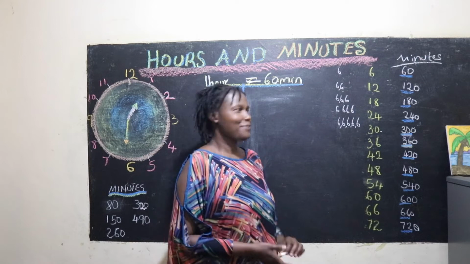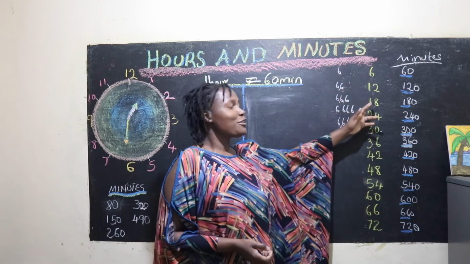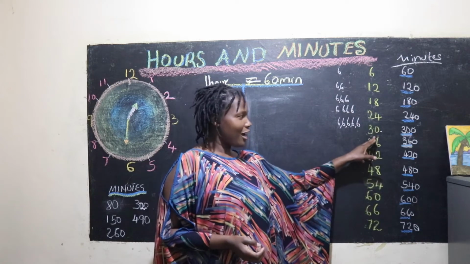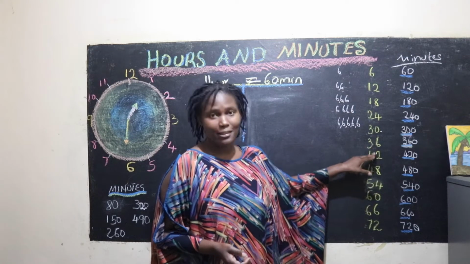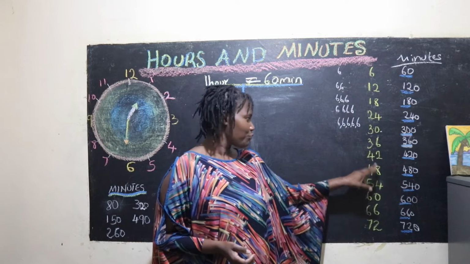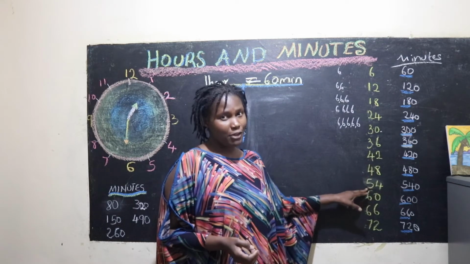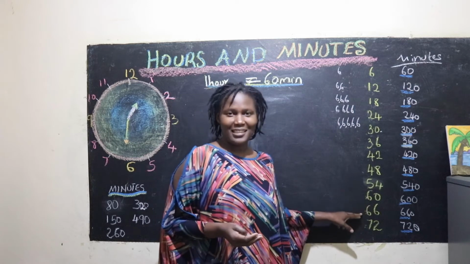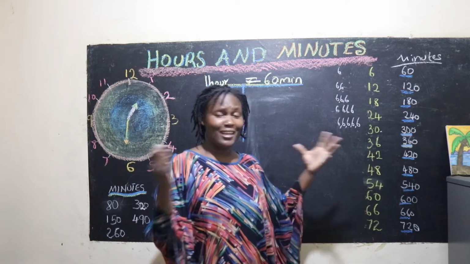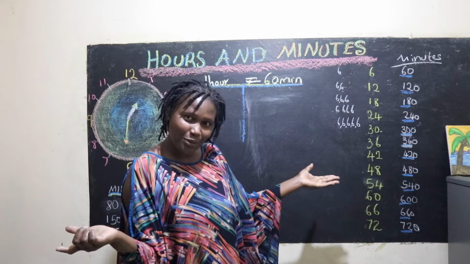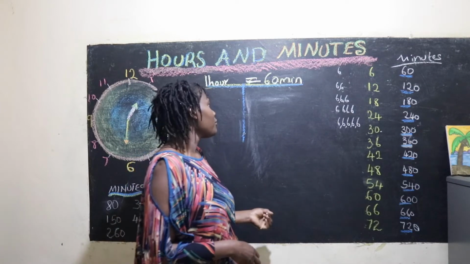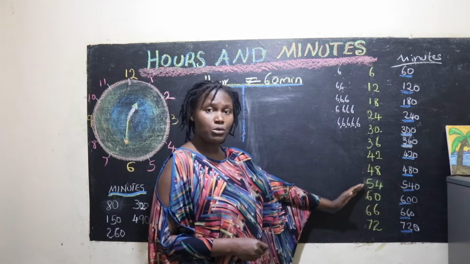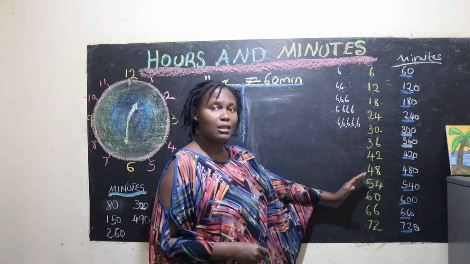So it goes 6, 12, 18, 24, 30, 36, 42, 48, 54, 60, 66 and 72. Just that. Now, what does it mean? Look, these are the multiples. We're using the multiples because the multiples are the ones we need.